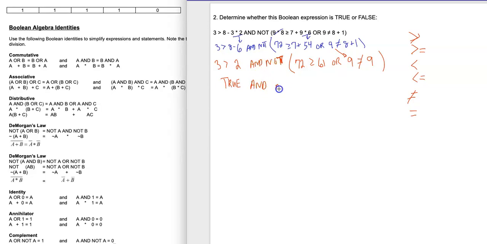Okay, I rewrite the and the not and the parentheses. Okay, this relational operator, greater than or equal to. I ask myself, is 72 greater than or equal to 61? That is true. So all of that simply becomes true. And I rewrite the or, and now I ask myself, is 9 not equal to 9? Think about it. That would be false, because 9 is indeed equal to 9. And saying that they're not equal is a false statement. So that became that, and don't forget this originally became the true.